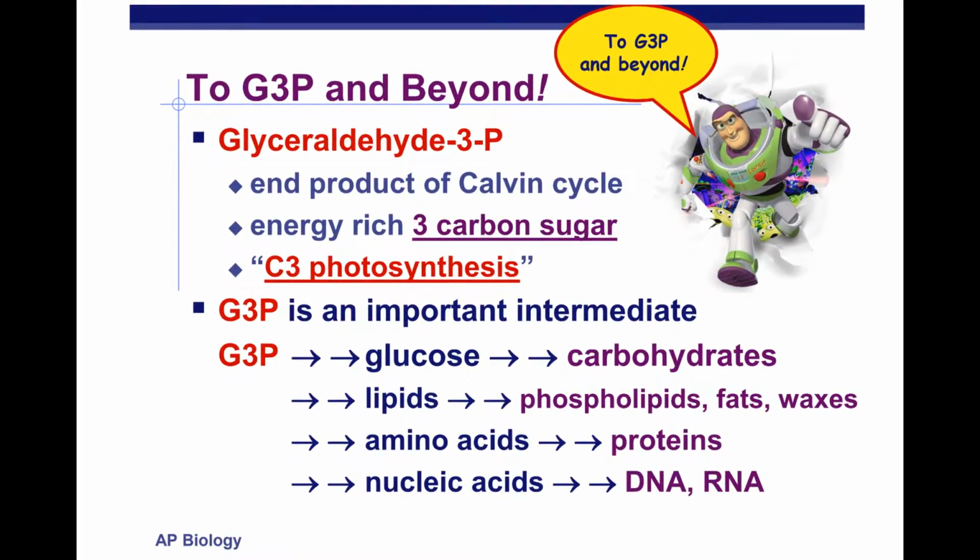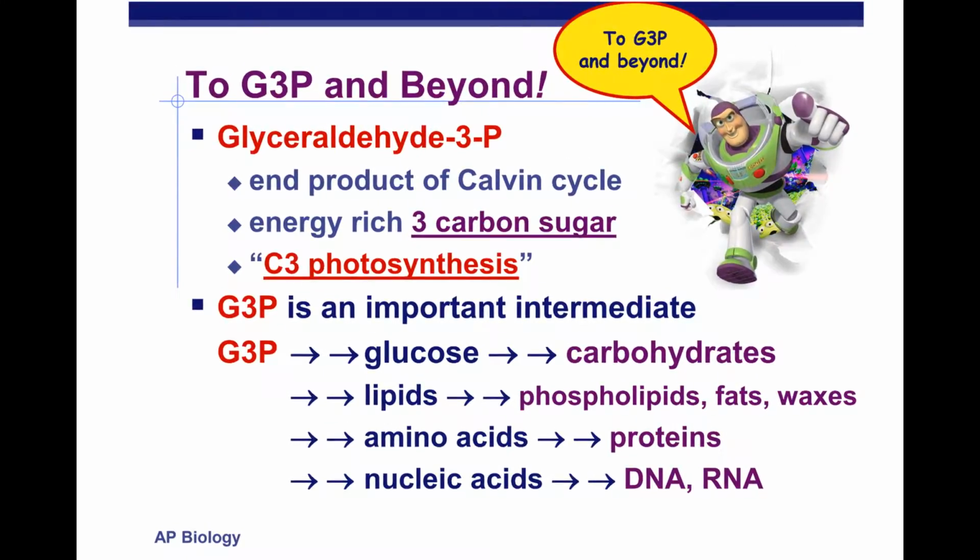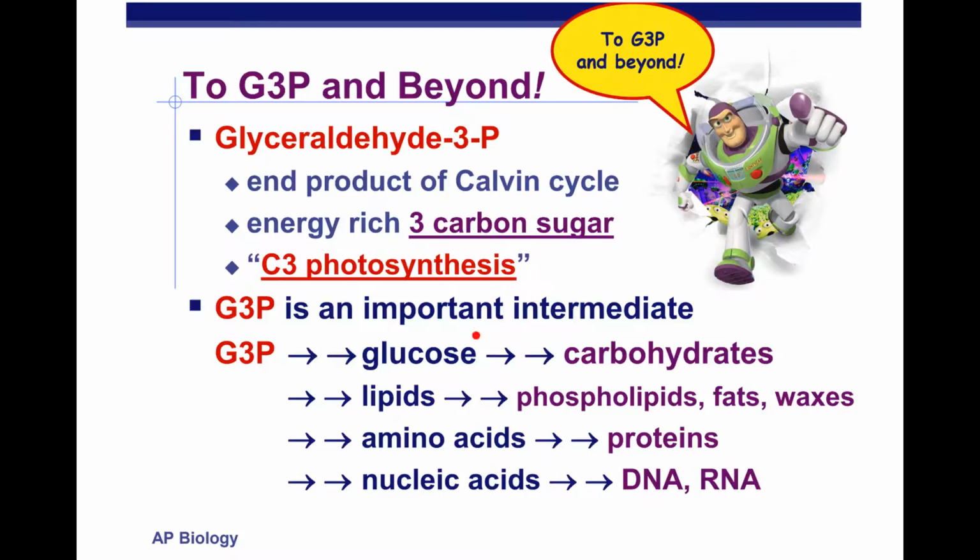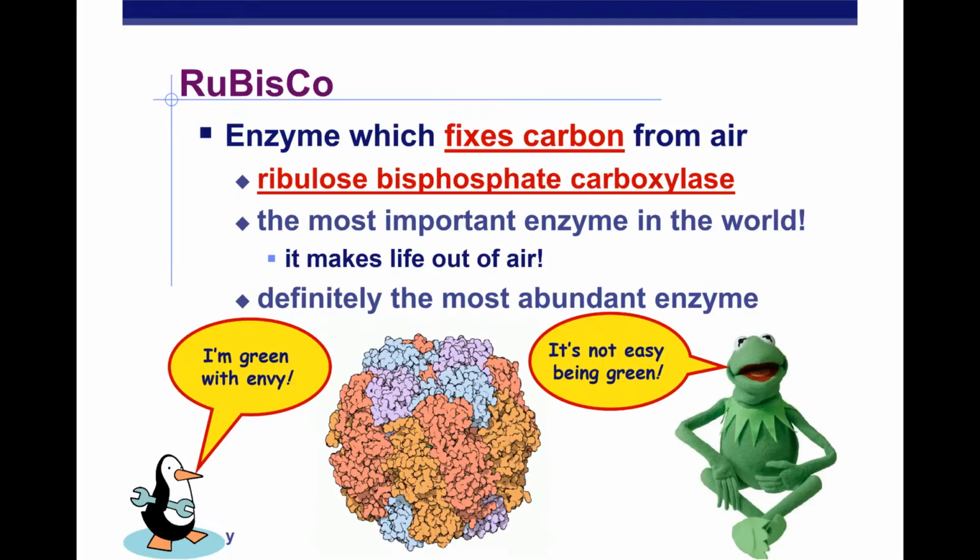G3P is an intermediate, but it's important because it is the building block for pretty much any of the biomolecules, any of the biomolecules that a living system needs.